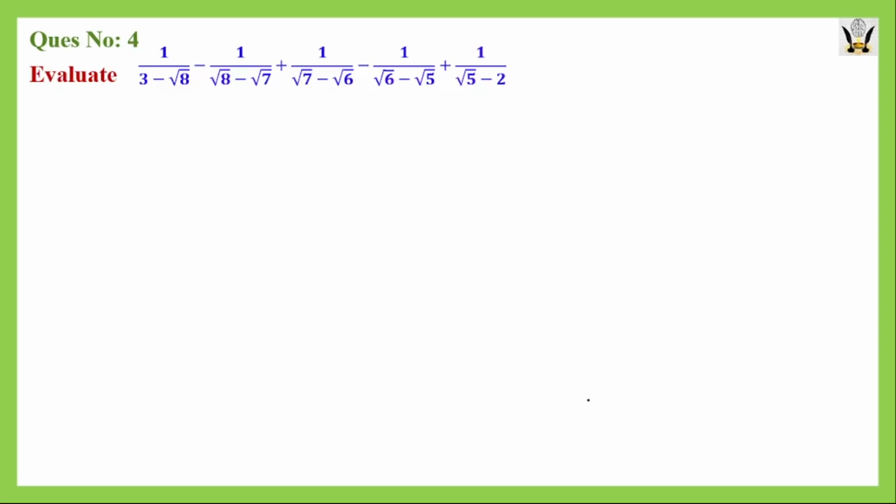Now for the next problem sum, we have a problem based on rationalization. What we will do is multiply every term by its rationalization factor.